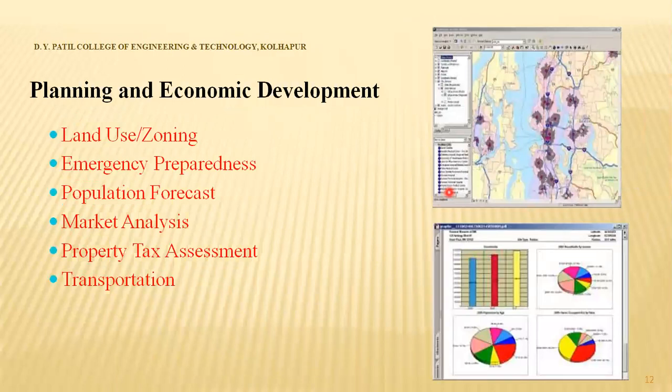Planning and economic development is the third application of GIS. We can find out the use of the land. The land might be used for residential purpose, for agricultural purpose, or the land might be underwater. This can be easily found out or calculated by using the GIS.